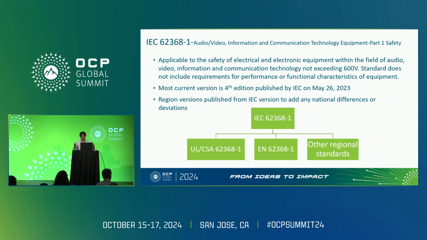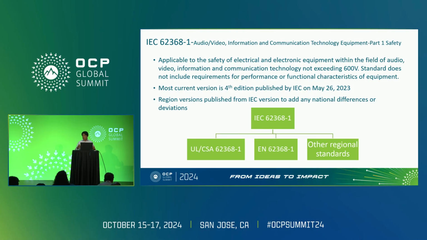Again, this is the core standard for electronic equipment, and it also covers audio, video, and communication equipment, not exceeding 600 volts. And the standard does not include requirements for performance or functional characteristics of equipment. The current edition that just got published is the 4th edition, and it was published on May 26th of last year. Now what happens is the IEC 62368 is the mother standard.